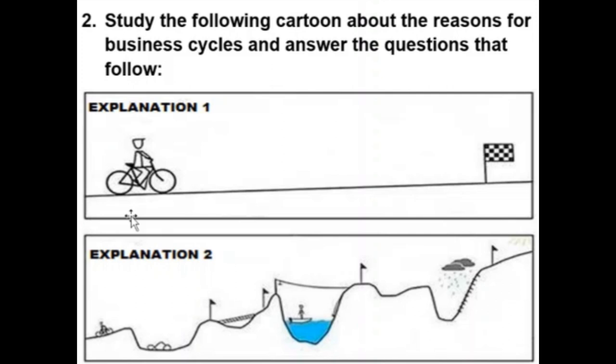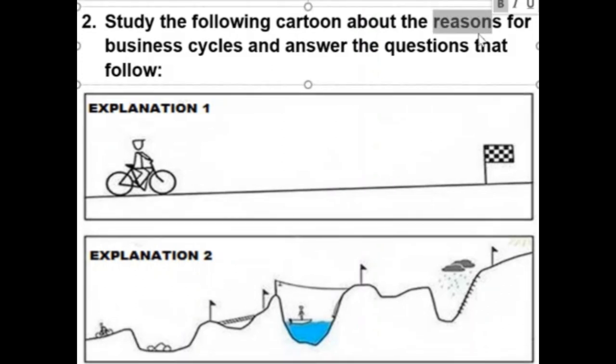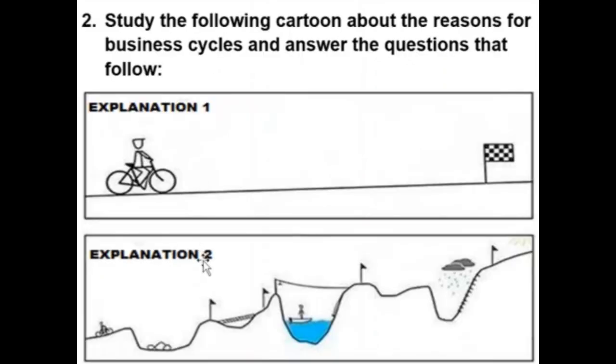Study the following cartoon about the reasons for business cycles and answer the question that follows. So here is a little man riding a bicycle to the end. And it says here at the top, explanation one. And then explanation two. Shame, it looks like an obstacle course. Here's the man on the bike. Here's some rocks that you must cross. Here's a bridge. Here's water. Here's some weather conditions, a ladder he must climb. And here at the end, there's the end line.